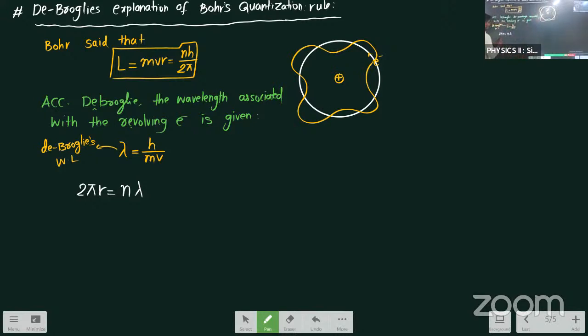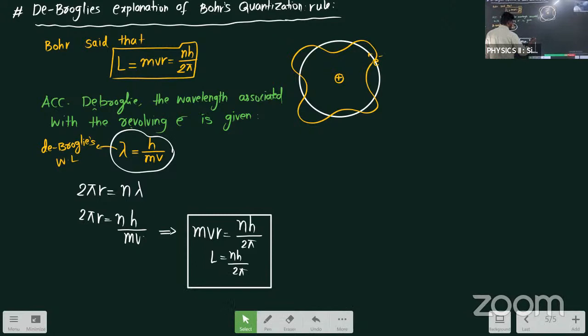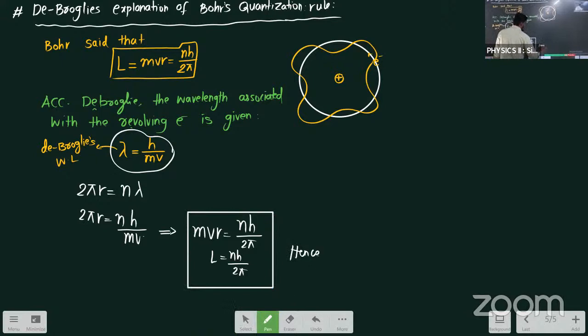So from here I can write 2 pi r equals n into lambda, and the value of lambda according to de Broglie is h by mv. If I take mv to the left side and bring 2 pi to the right, this becomes mvr equals nh divided by 2 pi. That is nothing but L equals nh divided by 2 pi. This was the explanation given by de Broglie based on the dual nature of matter and radiation. So hence proved.